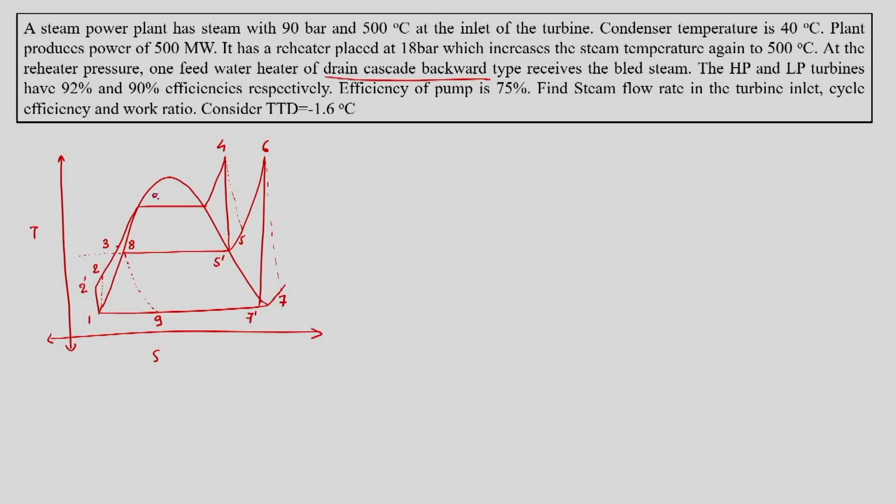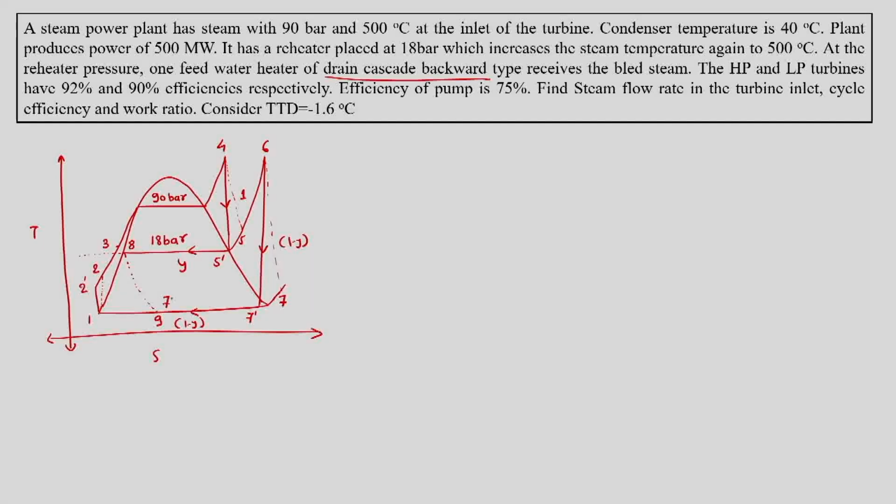And so, we have this as 90 bar, this suppose we will say Y mass of steam. So, this is 1 minus Y, 1 minus Y here, 1 here, and this is 18 bar. It is told that it is 40 degree Celsius. So, if we look into the steam table and find out the saturation pressure corresponding to 40 degrees Celsius, it turns out to be 7.38 kPa. So, these are the given things with us.